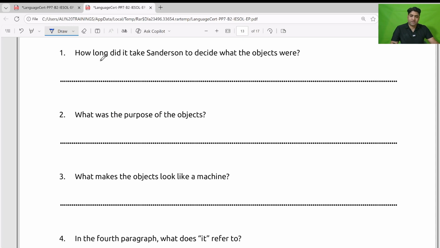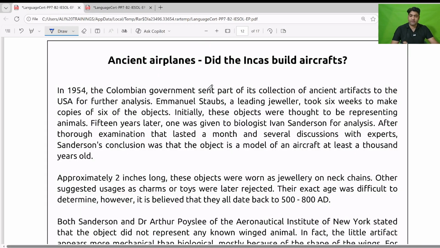Our first question is, how long did it take? It means there is a time. How long did it take Sanderson to decide what the object was? Sanderson is the name of a person. He took time to decide something about the object. So we need to find out information about Sanderson and how much time he took.